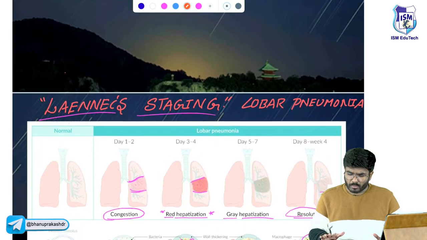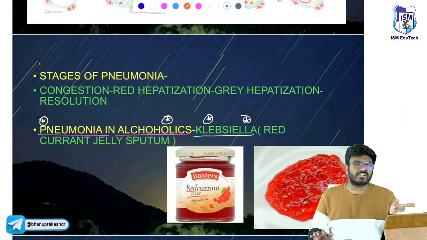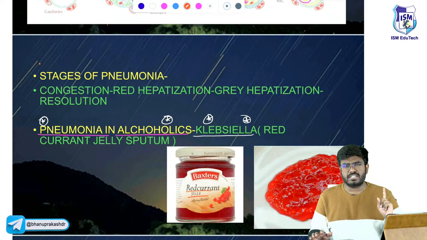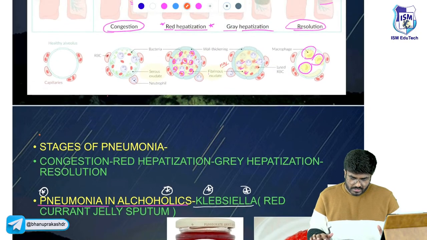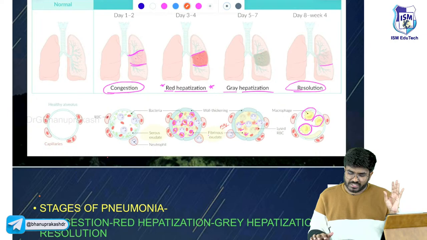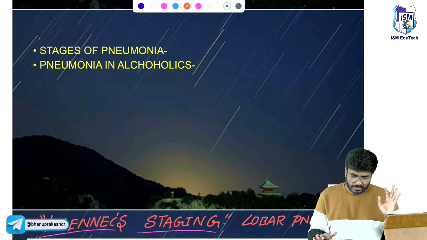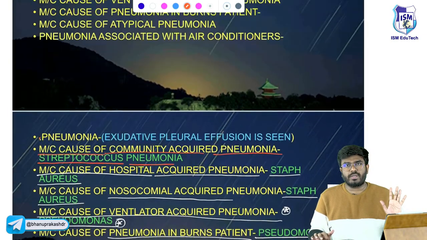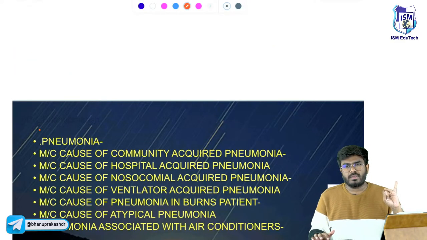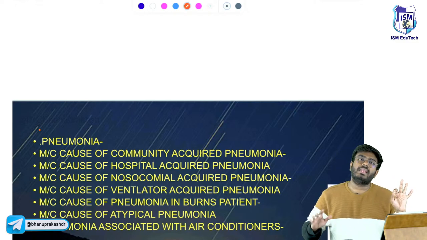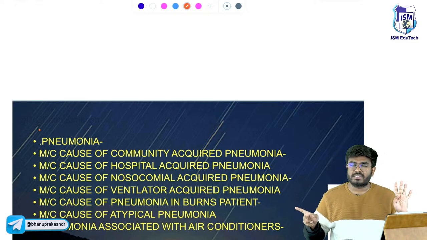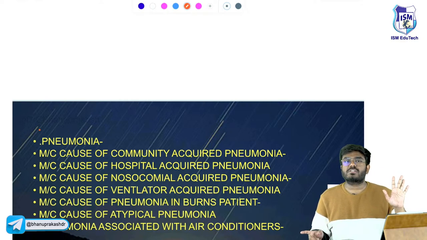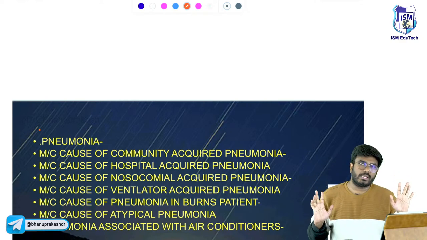So with this, pneumonia important points. Image based question: red currant jelly sputum is seen in Klebsiella pneumonia. Stages of pneumonia: congestion, red hepatization, gray hepatization, resolution. Next, different causes of pneumonia. Most common cause of pneumonia is Streptococcus pneumoniae. Most common cause of atypical pneumonia is Mycoplasma. Most common cause of ventilator associated pneumonia is Pseudomonas. Most common cause of pneumonia in a hospital environment is Staph aureus. The pneumonia associated with air conditioners is Legionella.